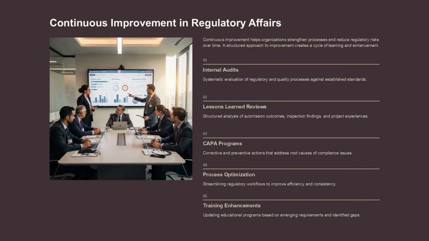Continuous improvement helps organizations strengthen processes and reduce regulatory risks over time. A structured approach to improvement creates a cycle of learning and enhancement. Internal audits, lessons learned reviews, CAPA programs, process optimization, and training enhancements are essential components.